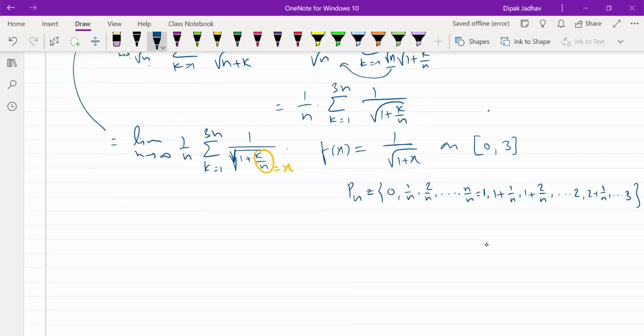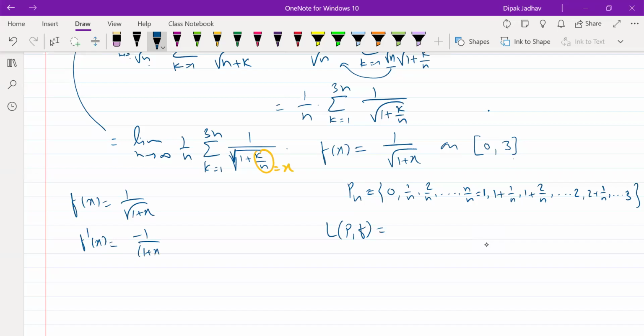And then you apply, possibly instead of the upper Riemann sum, this time the lower Riemann sum. Because what is my f of x? 1 by root of 1 plus x. What will I get f dash of x as?